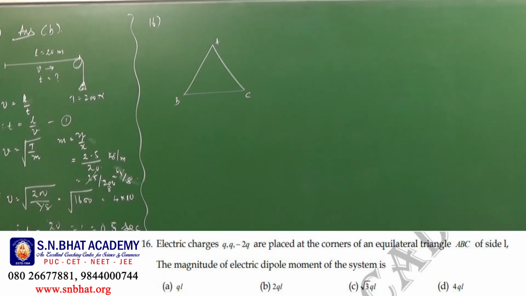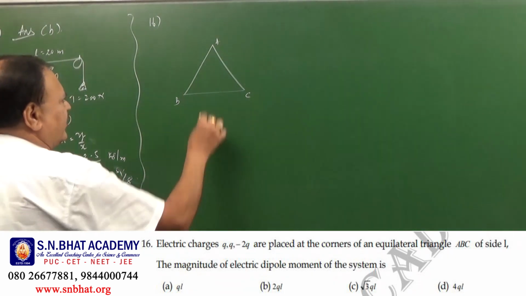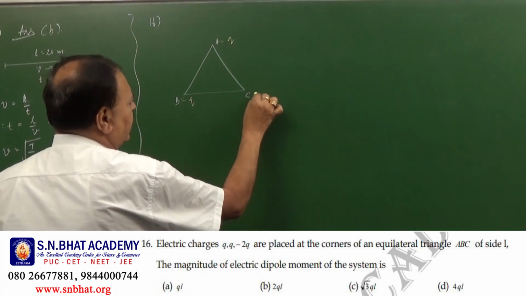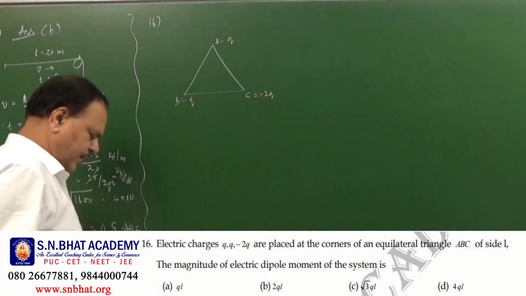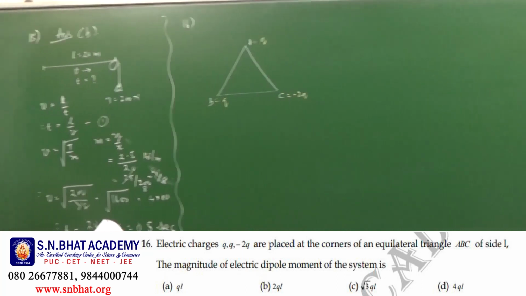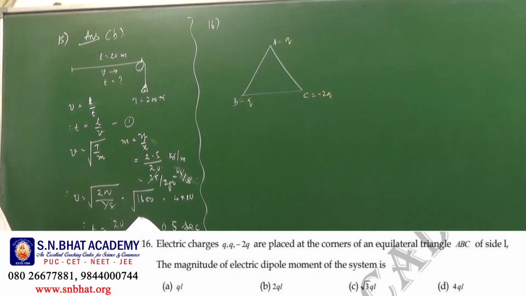How much charge has he placed? You know that it is Q, Q and minus 2Q. So here it is Q, here it is Q, here it is minus 2Q. Now what we are asked is what is the net magnitude of the electric dipole moment of the whole system.